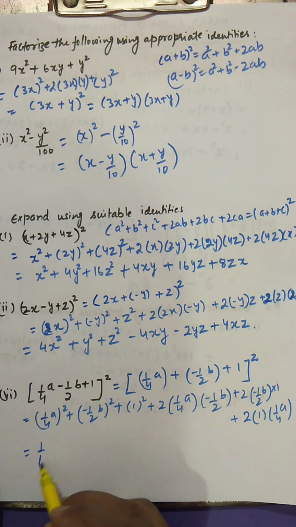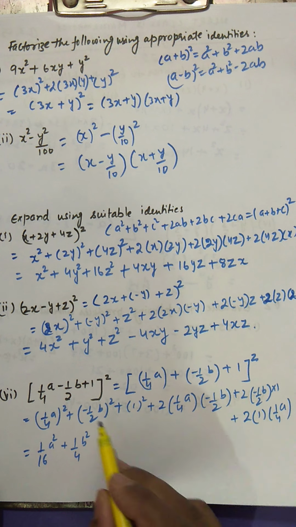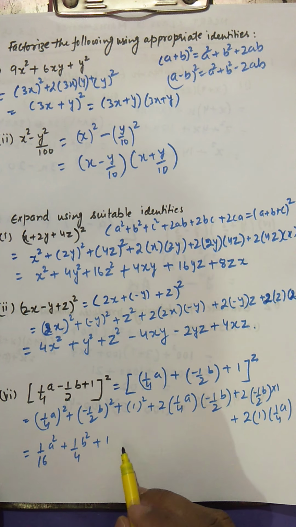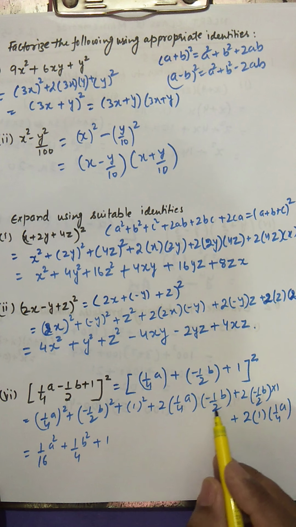This is 1 by 16 a square. This will become 1 by 4 b square because minus square will become positive. This is 1, so it will remain 1. Now this is 2 and this is 4, 8 and 2 will get cancelled.